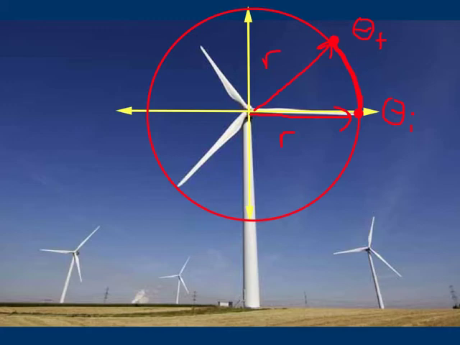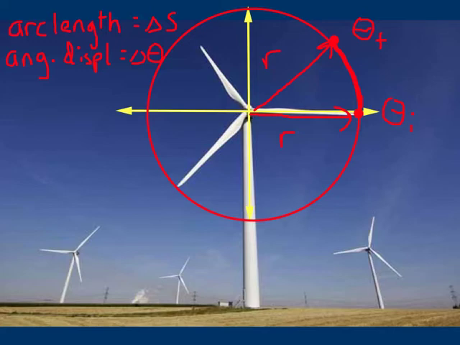The distance traveled over here, the one that we would measure in meters or something, is called arc length. And the symbol for that, we usually use a delta S. Now, the angular displacement, I'll abbreviate angle and displacement, is delta theta, so that's theta final minus theta initial. There has to be a relationship between these two things.